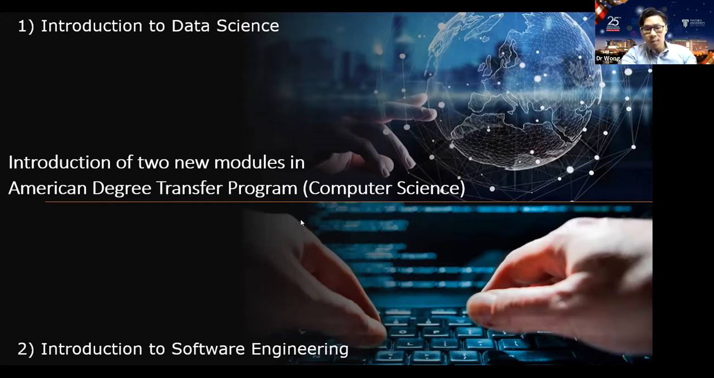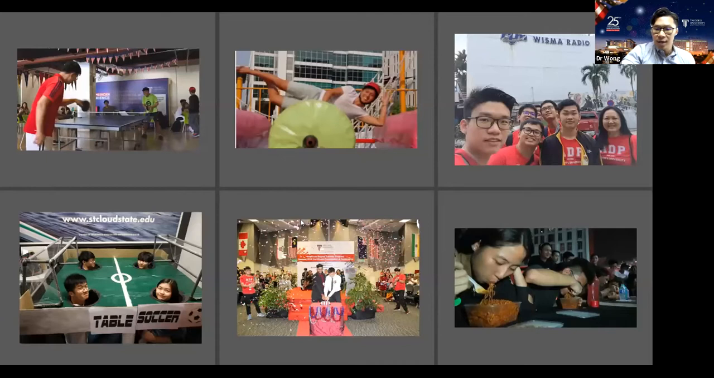One of the positive impacts of offering these two new modules is that it will increase the competitiveness and also transferability of our students to computer science, because we are aligning with the Fourth Industrial Revolution, the IR 4.0. And here are some of the activities. As you can see, this brings our students together, where they uncover their hidden talents. We have indoor sports competitions, outdoor activities, even some games.